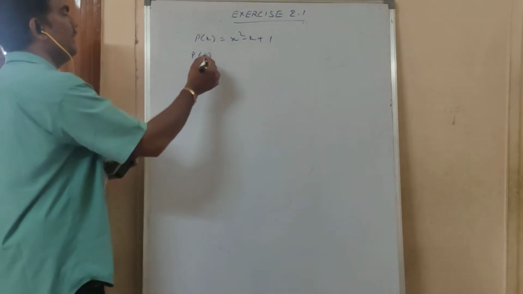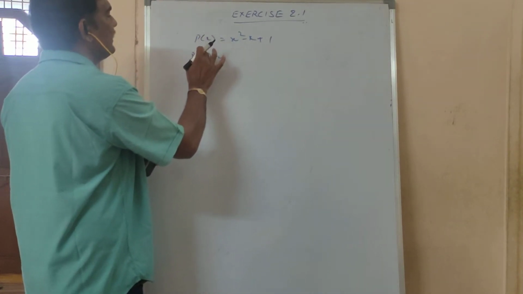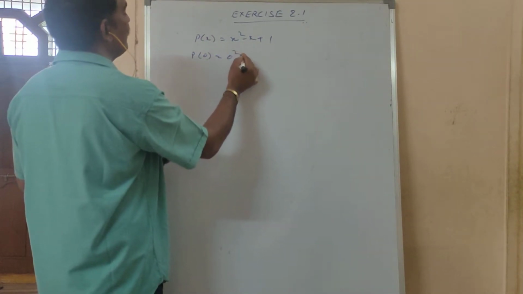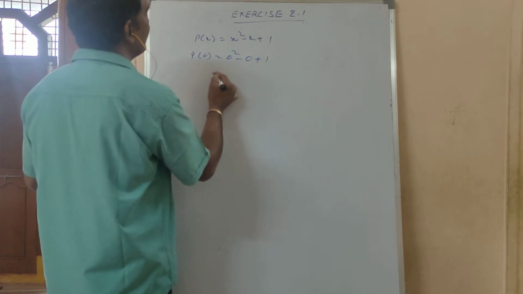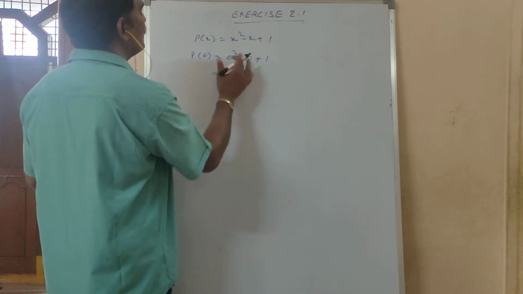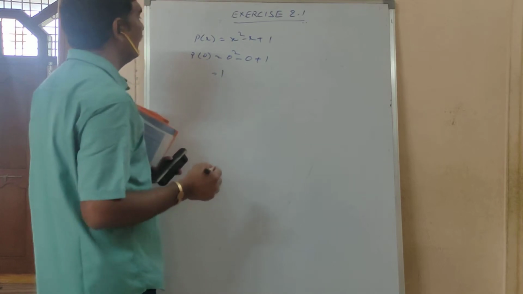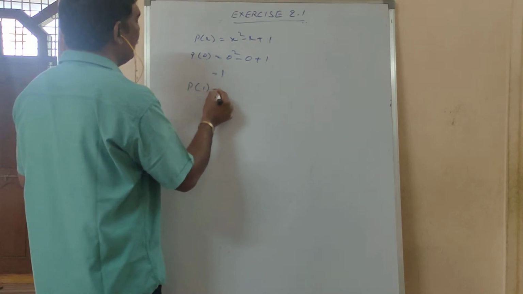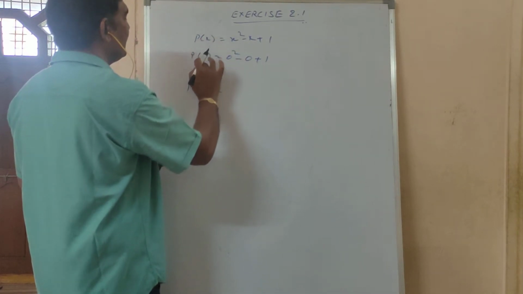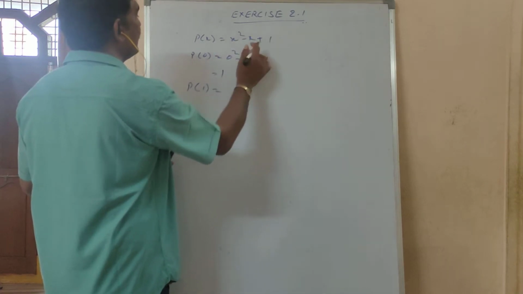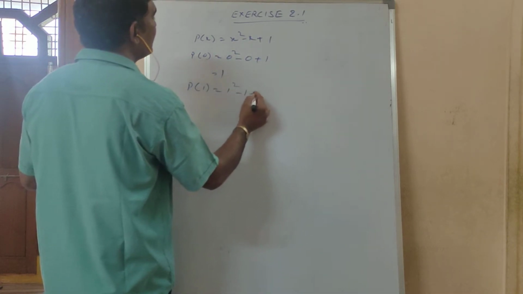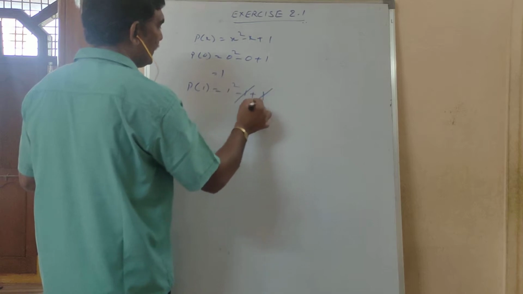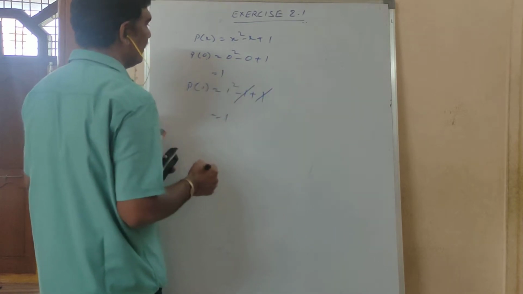Now first we will find P of 0. Where x is there you have to substitute 0. 0 square minus 0 plus 1. Being these two are zeros, no value, you have to write only 1. Next go for P of 1. Wherever x is there you have to substitute 1 in this one. 1 square minus 1 plus 1. Minus 1 plus 1 cancelled, 1 square means 1.